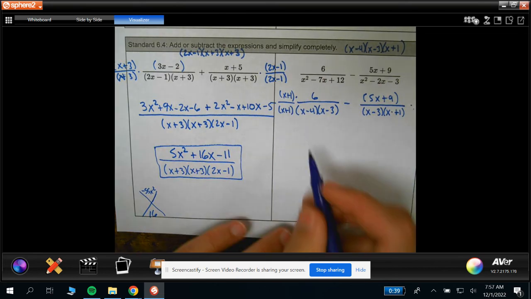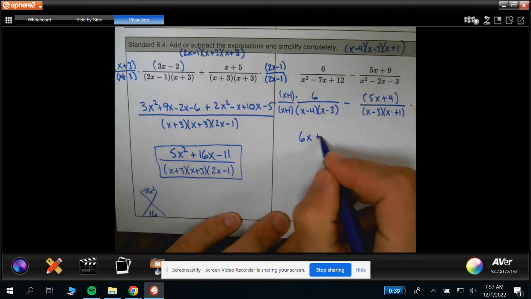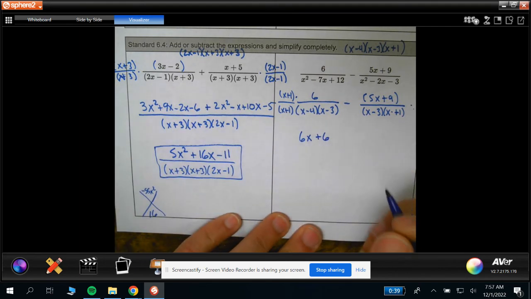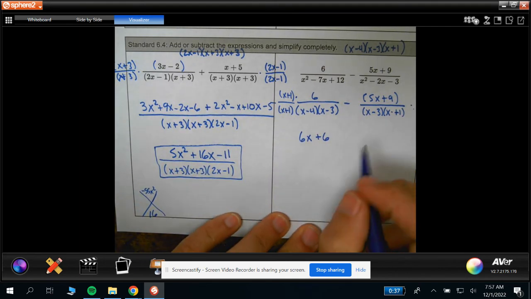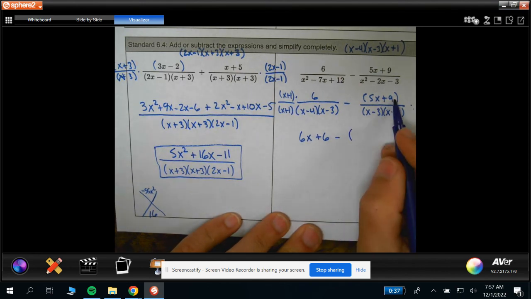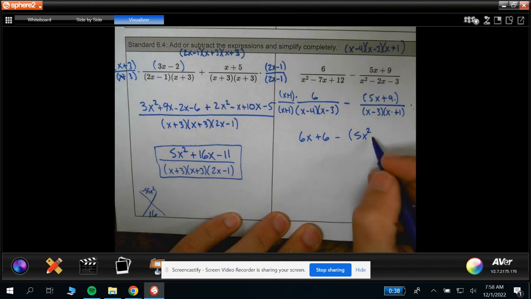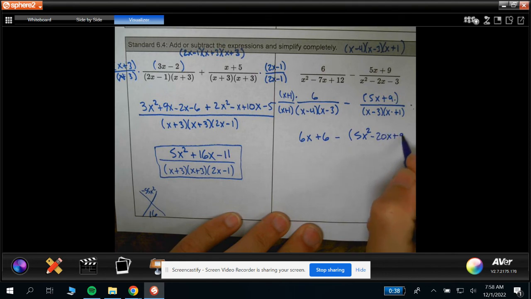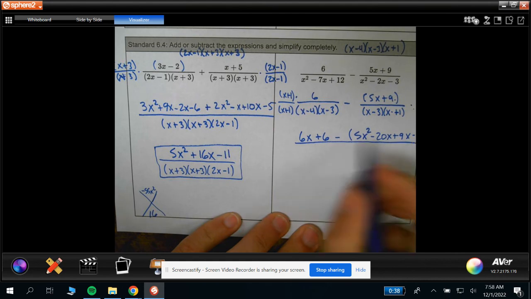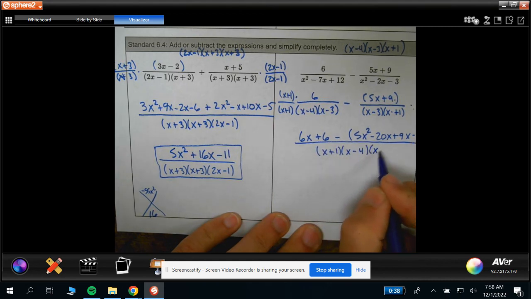All right, multiply it out. What do we get? X plus 1 times 6, 6x plus 6. Okay. Now be careful here when it's a minus sign. Got to be careful. So I'm going to do it in parentheses first. 5x plus 9 times x minus 4 is 5x squared minus 20x plus 9x minus 36. And that's all over our common denominator of x plus 1, x minus 4, x minus 3.